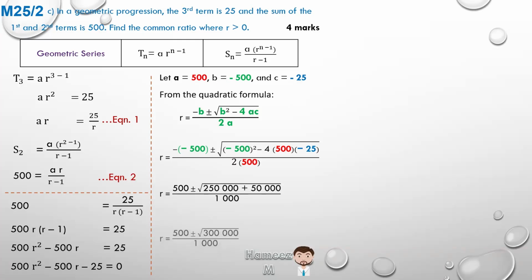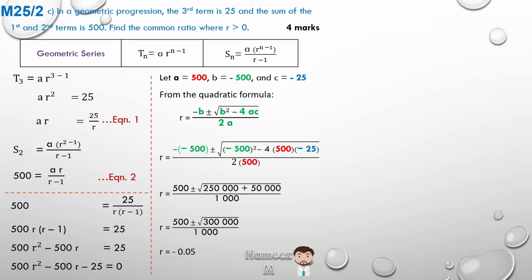So r is equal to 500 plus or minus the square root of 300,000, all over 1,000. When we work that out, we can either add to get one solution for r, or subtract to get another solution for r. If we subtract, 500 minus the square root of 300,000, all over 1,000, that approximates to minus 0.05. Let me just show you that again: 500 minus the square root of 300,000 is approximately minus 50.